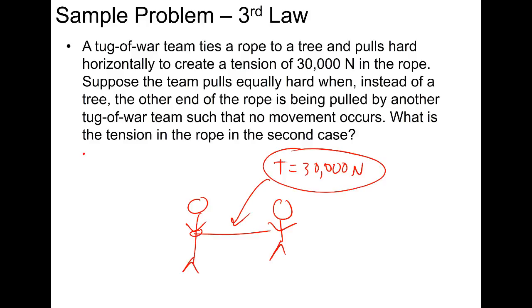Because if you think about it, in the first case, we had the tree and the rope and the person, and the tree would be basically pulling the rope with the force of 30,000 newtons in order to have 0 net force, because the rope would be pulling this way with 30,000. And the same would be true if we replace the tree with the person.